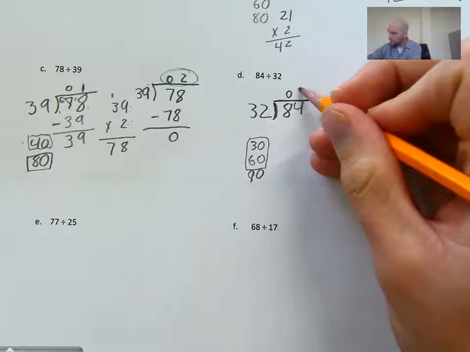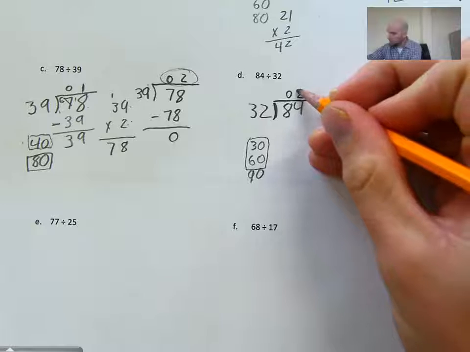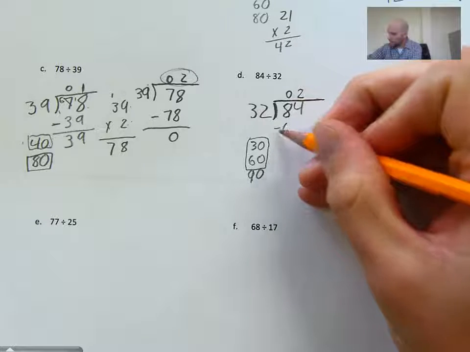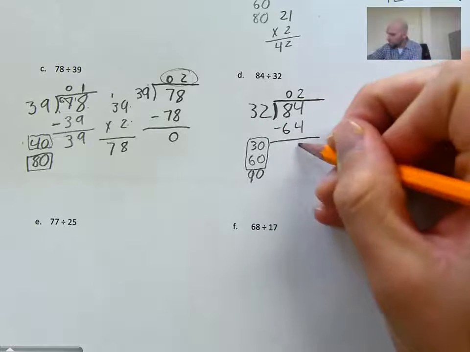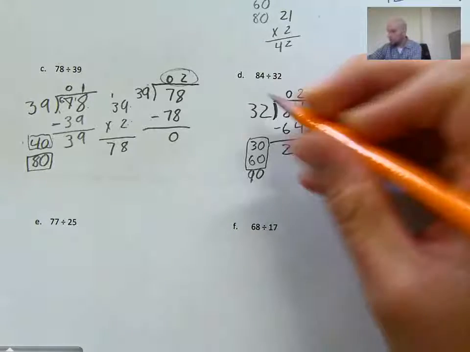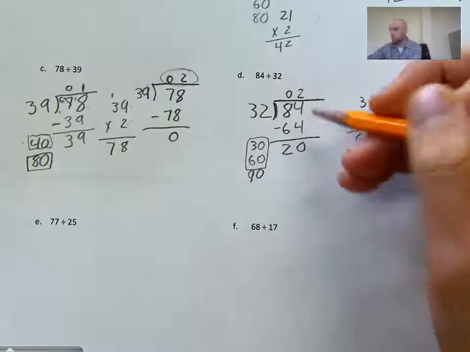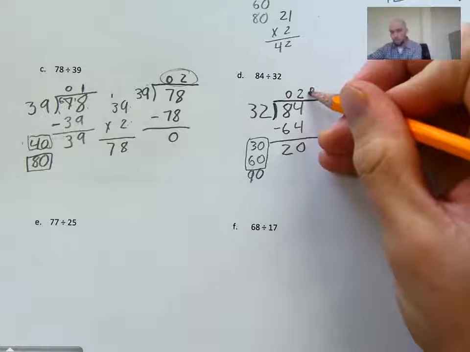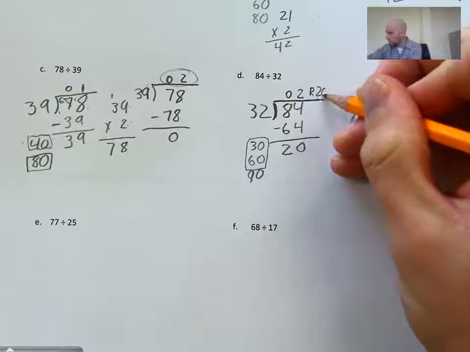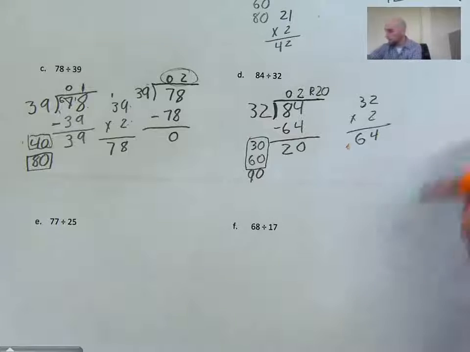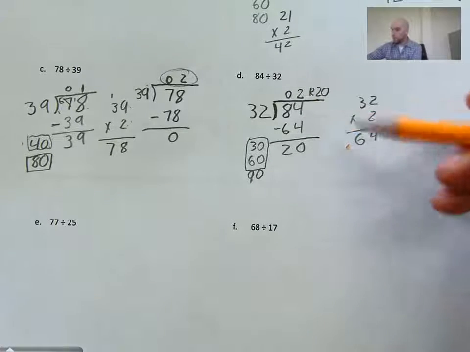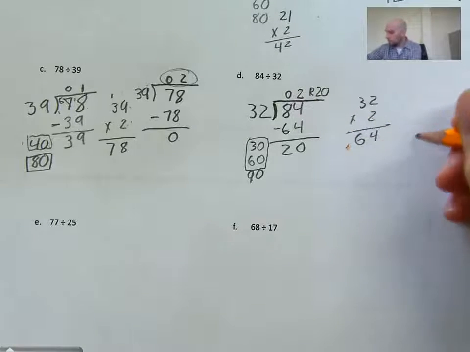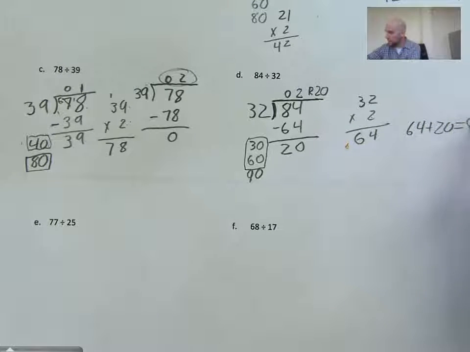And we'll put a 2 up here as our quotient. We'll subtract 64, and we get 20. 32 cannot go into 20, so we know that it can only go in 2 times. If we put our remainder up here, our remainder is 20. And then if we multiply 32 times 2, well, we know that's 64. 64 plus 20 is 84.